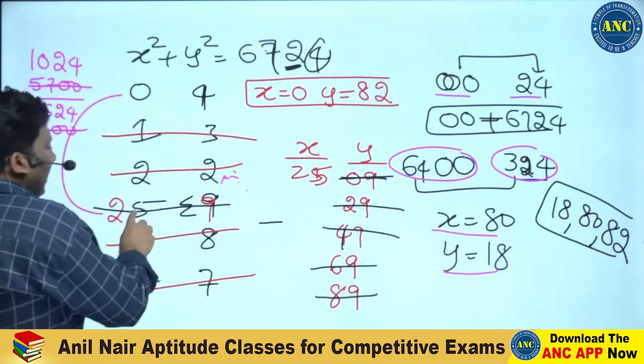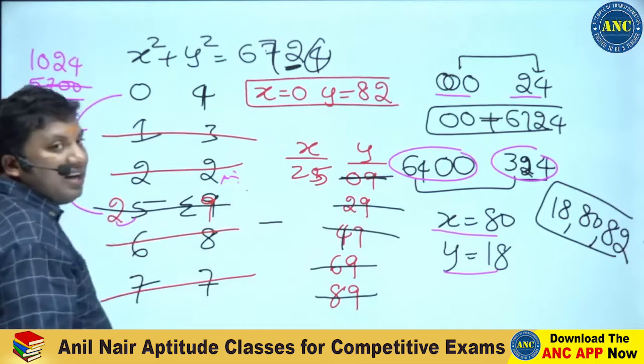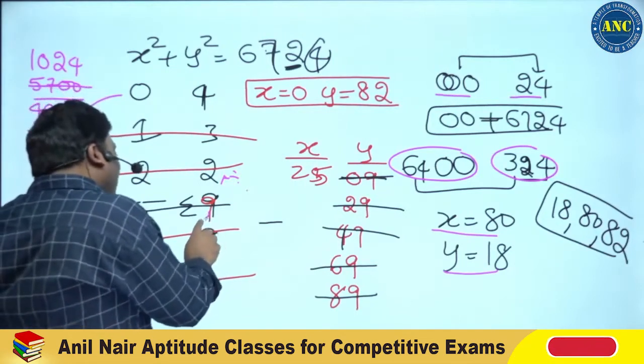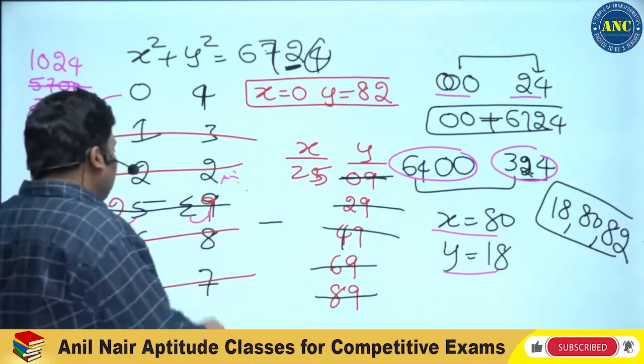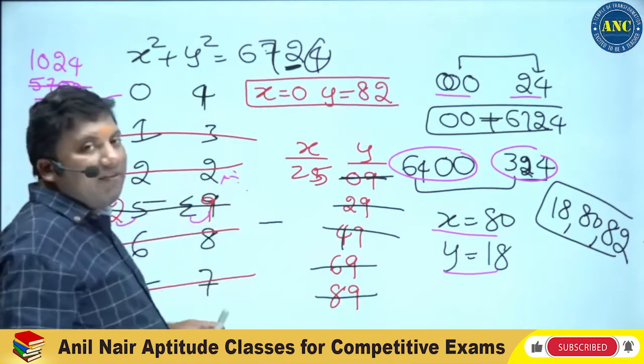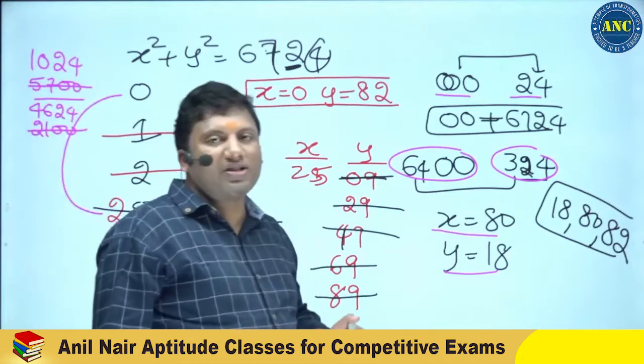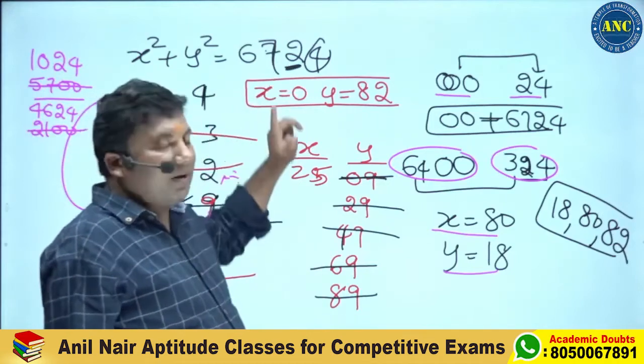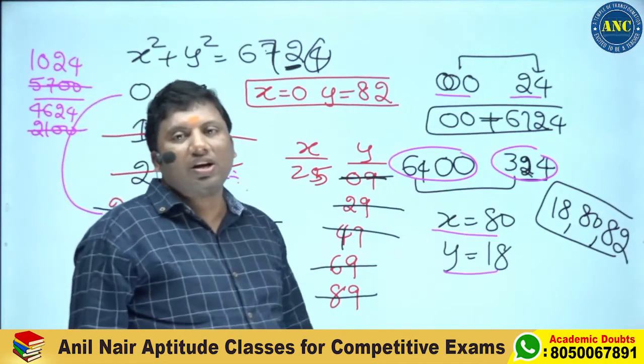Here also, any perfect square ending with 5 has tens place 2. Any perfect square ending with 9 has an even tens place. 5 plus 9 is 14, 4, 1 carried. Even plus 1 will be odd. The tens place is even. So this case is not possible.